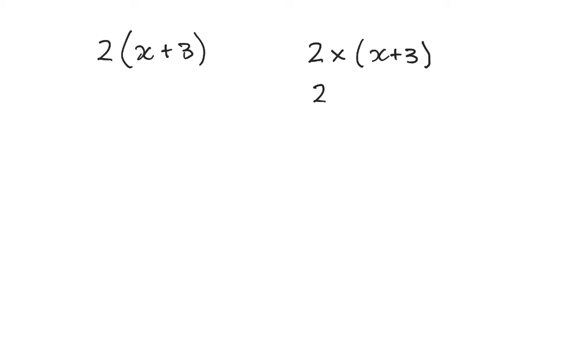First of all, let's look at what an expression with brackets looks like. So I have 2 bracket x plus 3. But what does this mean? Well, it means 2 times everything inside the brackets, which is x plus 3. So 2 times x plus 2 times 3.